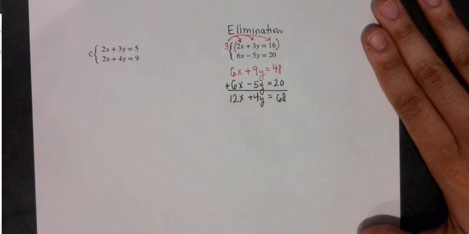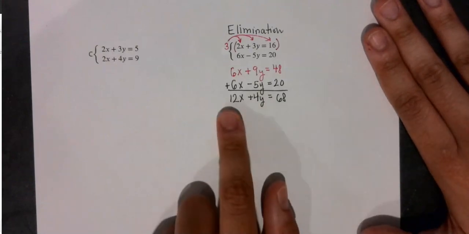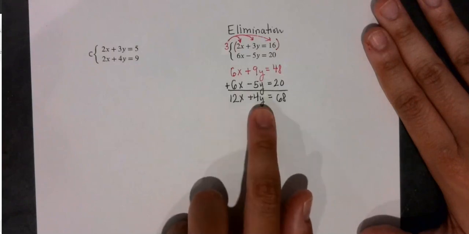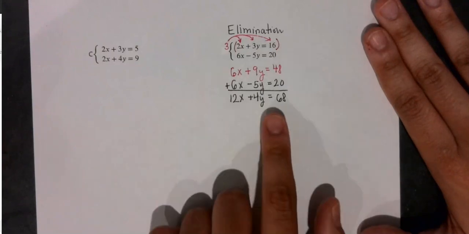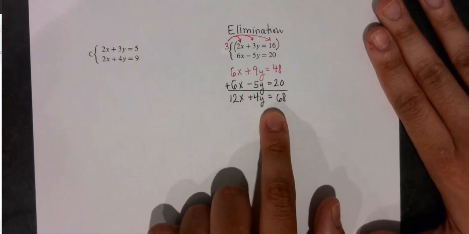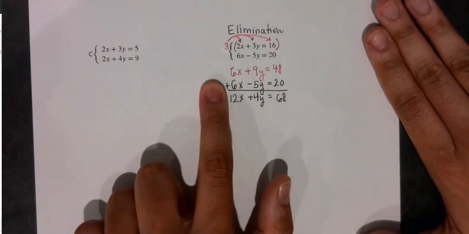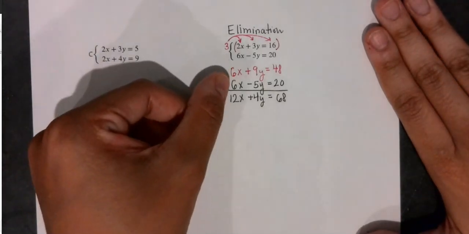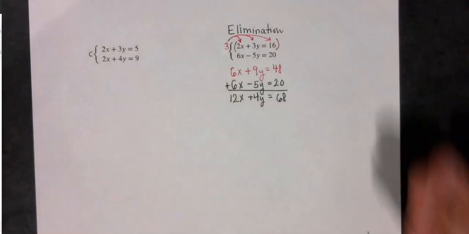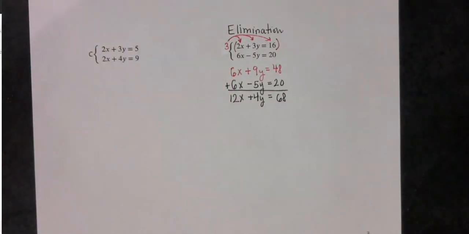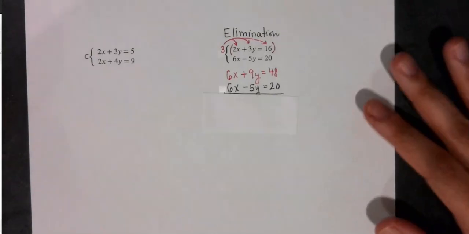Now I can see that I have a problem, because for elimination to work, one of the variables has to eliminate or be 0. By adding these equations together, I did not eliminate anything. So addition did not work here, and that's because these 6x's have the same sign. So I'm going to backtrack a little bit, and we're going to try subtraction instead. So let's try subtraction.